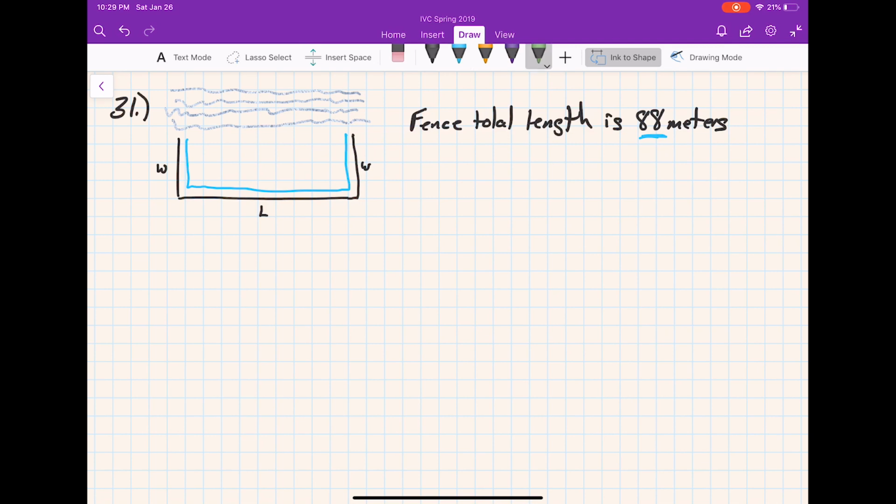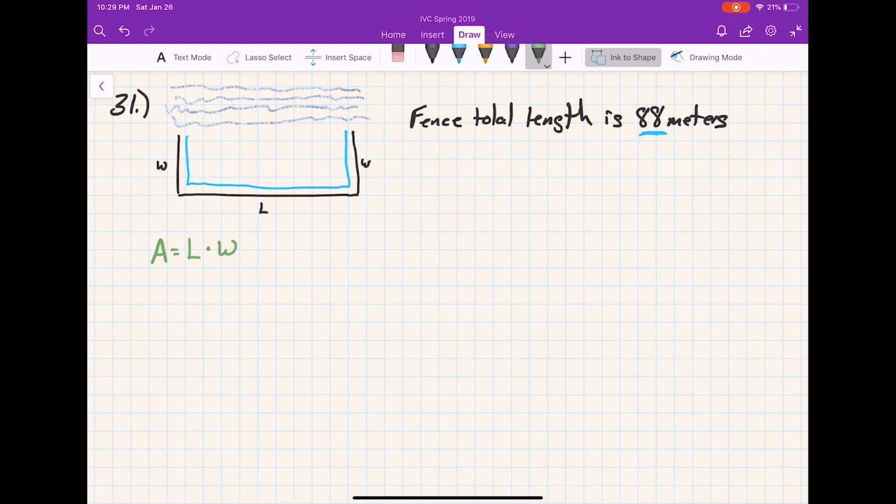So our fence is 88 meters long, and we want to know the area of this garden. So the area is usually length times width, right? It's our area, and we'll get length times width. Well, we've got 2 widths and only 1 length of fence equal to 88.